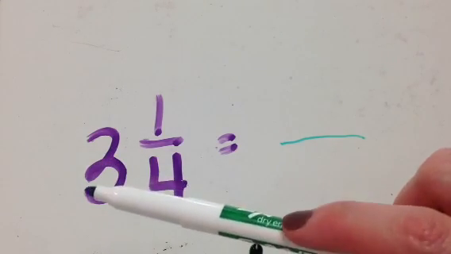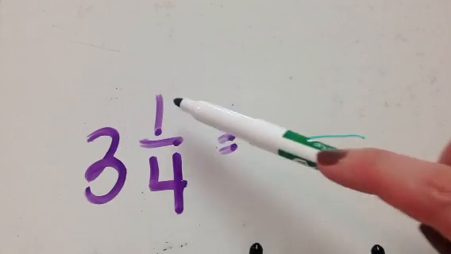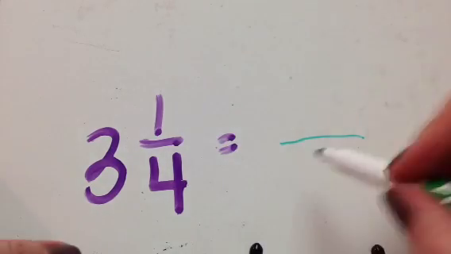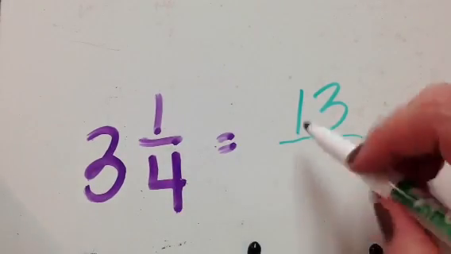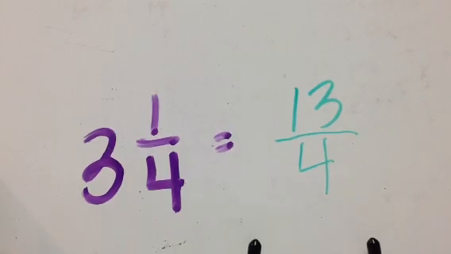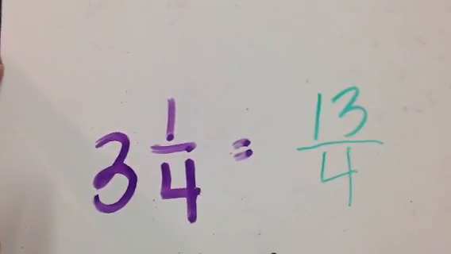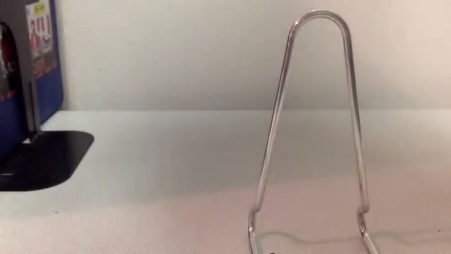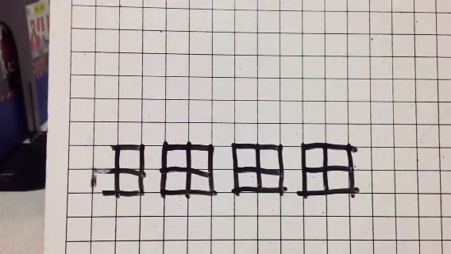All you're going to do is say 3 times 4, which is 12, and add the top number, which is 1, 13. Okay, so I end up with 13, and my bottom number stays the same, so it's just going to be 4. Okay? And so let me connect this to what we were talking about yesterday, too, with pictures of things.